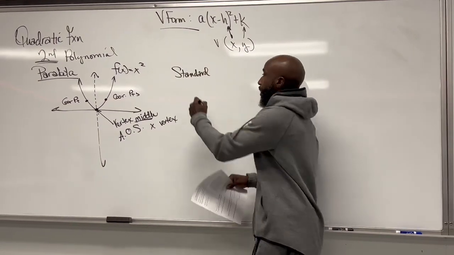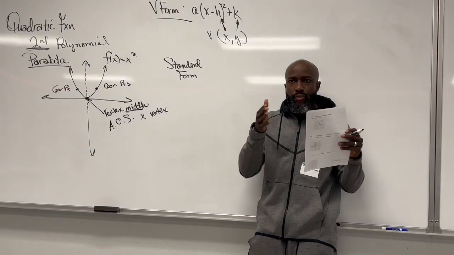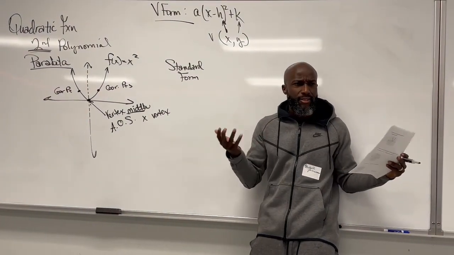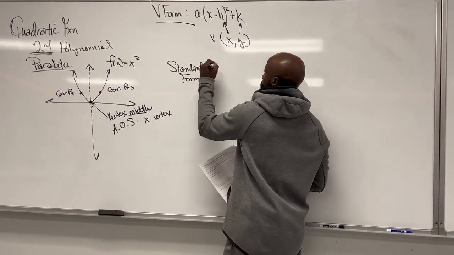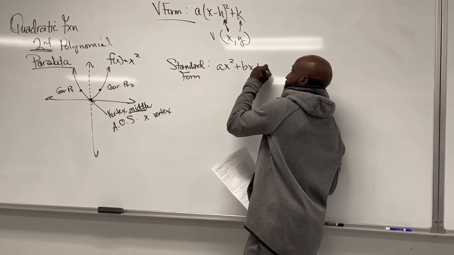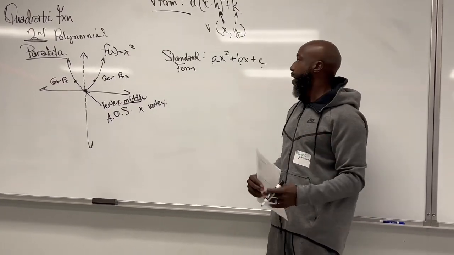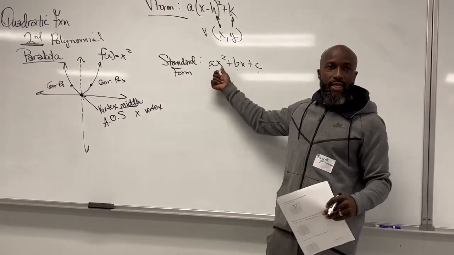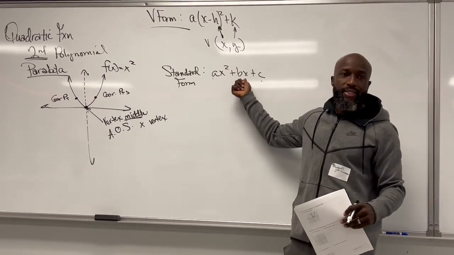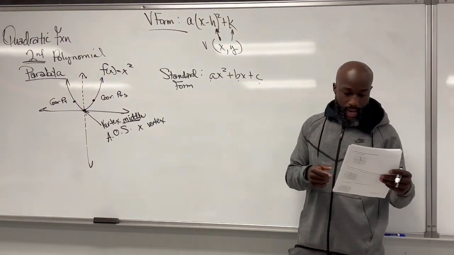Standard form is the equation we see when we factor, when we were doing our multiply, add, factorization, and stuff like that. It looks like this: ax squared plus bx plus c, where a, b, and c are numbers, whole numbers. The a term always has the x squared, the b term always has the x, and the c term is always the number by itself, okay?